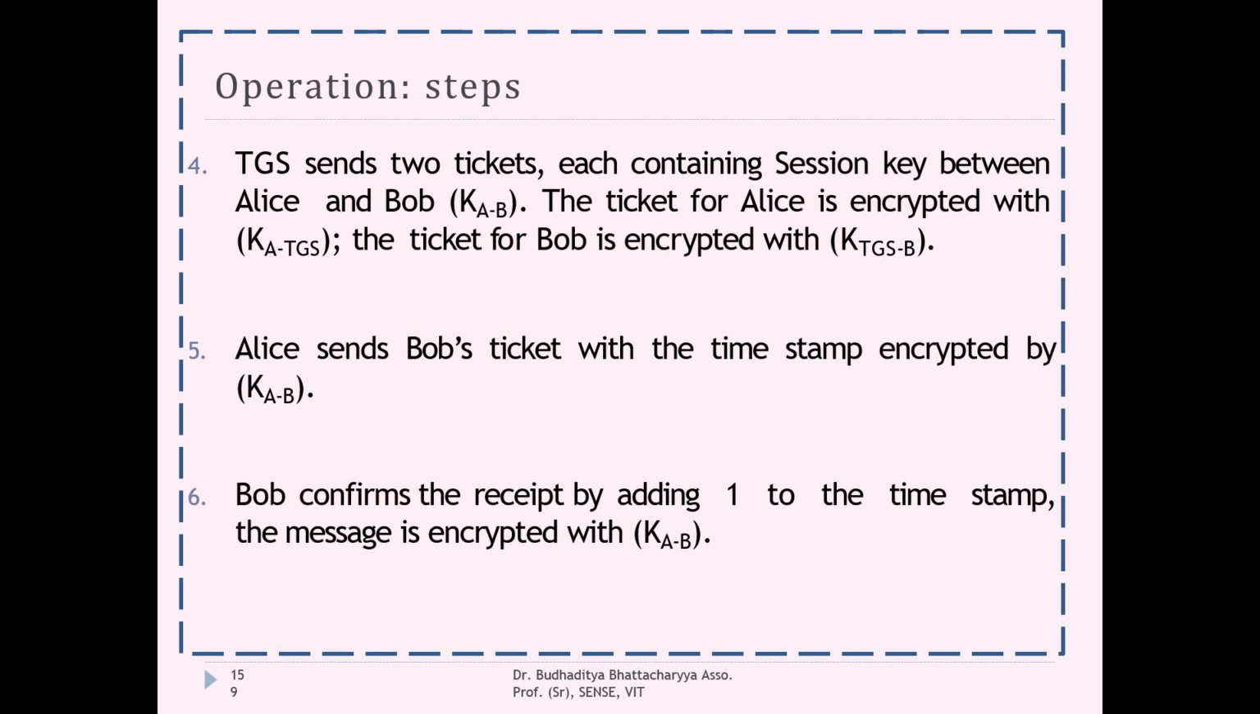So you can see the fourth one, the TGS sends two tickets, each containing the session key between Alice and Bob. The ticket for Alice is encrypted with this one, and the ticket for Bob is encrypted like this. So it is very similar to the Otway one. Both ways we are sending. Alice sends Bob the ticket with a timestamp, and Bob confirms it by adding 1 to the timestamp, confirming that yes, I am the intended user, and they communicate accordingly.